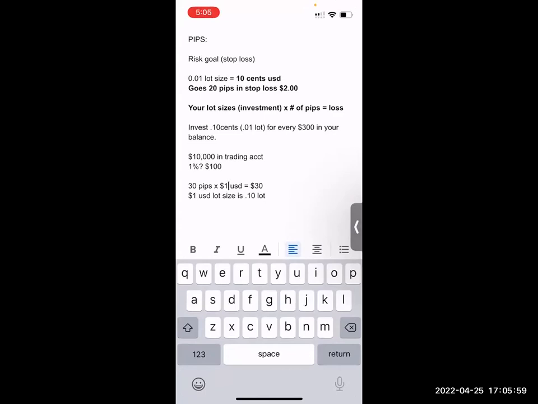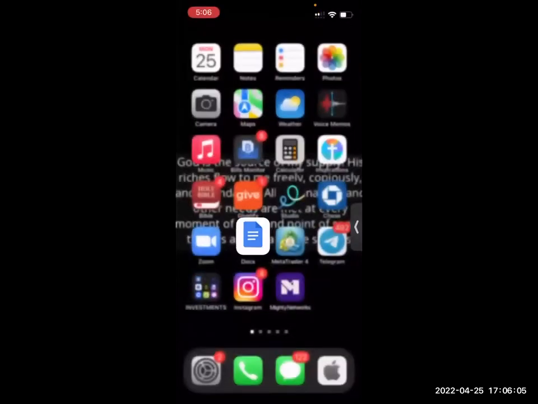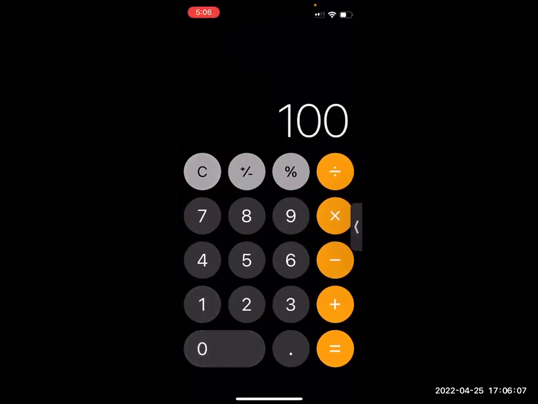So now I have to decide, what am I willing to lose? Well, it's $100. So let's do this: 100 divided by that 30 pips. I'm willing to lose $100 at the most. And the stop loss that B. Burrell sent out was either 20 or 30. So this is how much I can invest on that trade, $3.